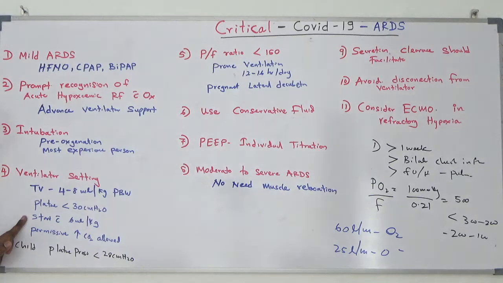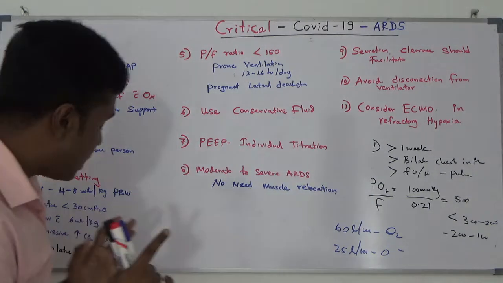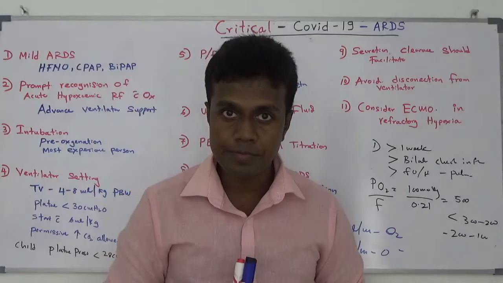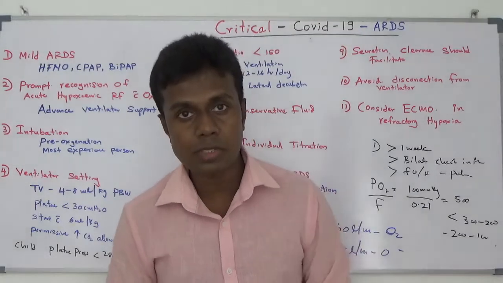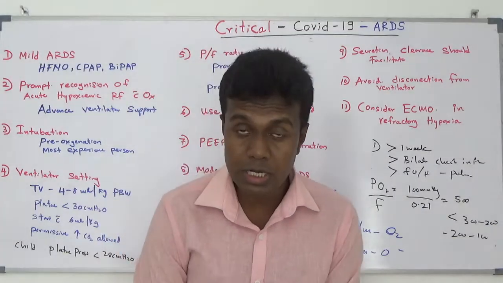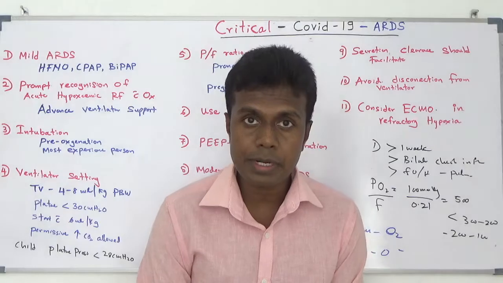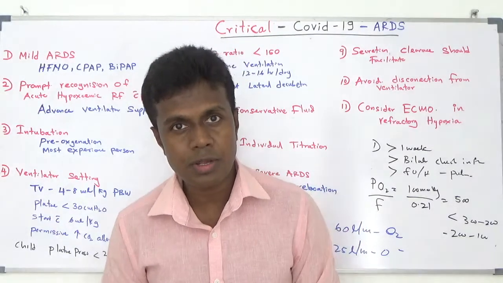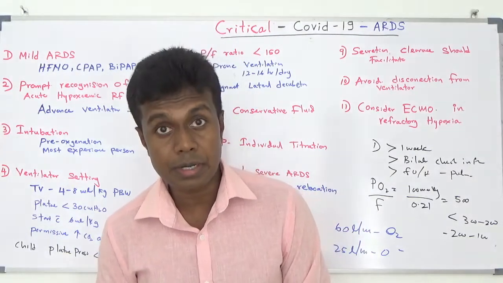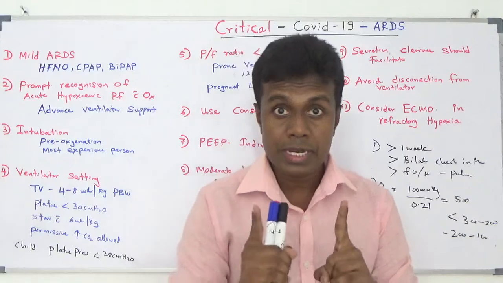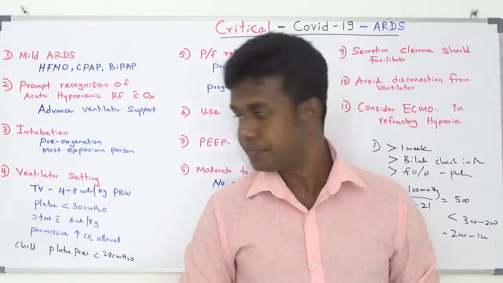You have to start with 6 ml per kg tidal volume, and permissive hypercarbia is allowed, a little bit of rise in carbon dioxide. Usual carbon dioxide is 35 to 45 millimeter mercury. You can allow around 45 to 50 millimeter mercury when you are ventilating a patient with ARDS.